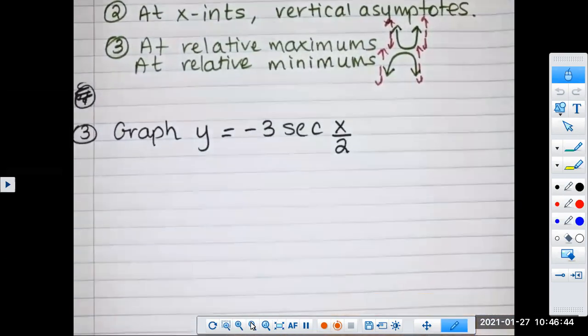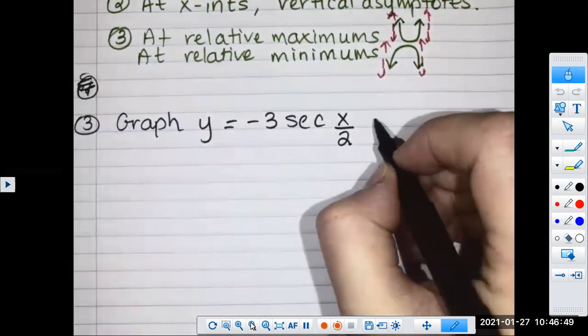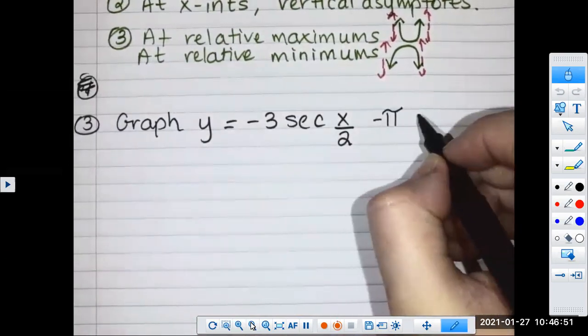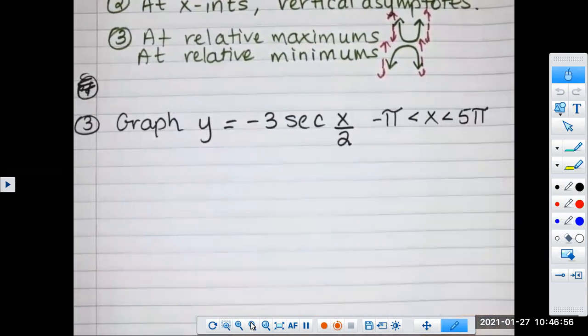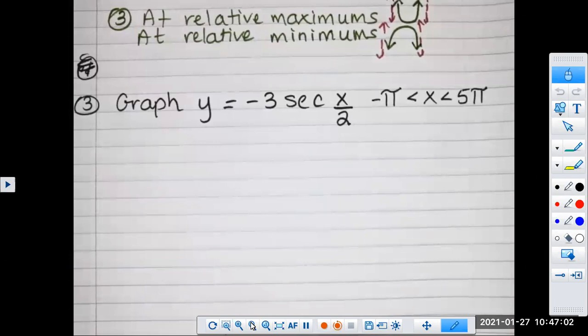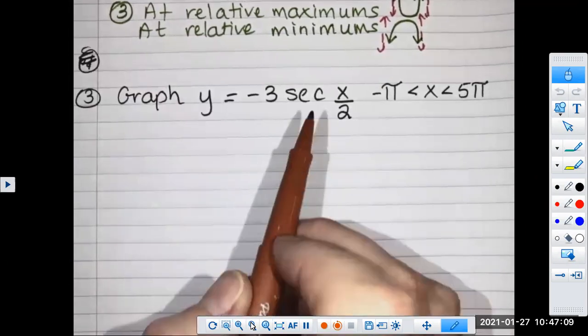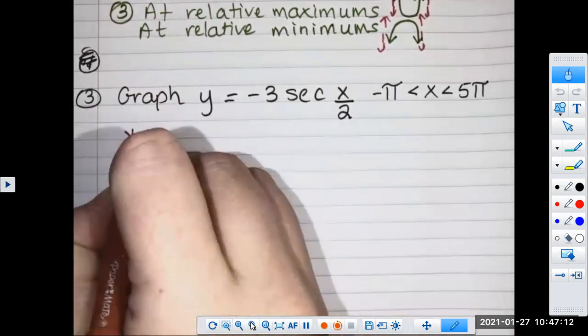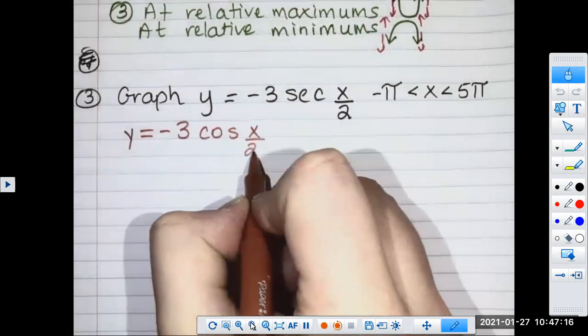All right, the first one we're going to look at is graphing -3 secant of x over 2. And they tell us to make sure we graph from negative pi to positive 5 pi. Once you do all the work, figure out your period, graph it, that should definitely not be an issue. So what we're going to do to graph secant, I'm going to replace that with cosine. And we're actually going to graph -3 cosine x over 2.